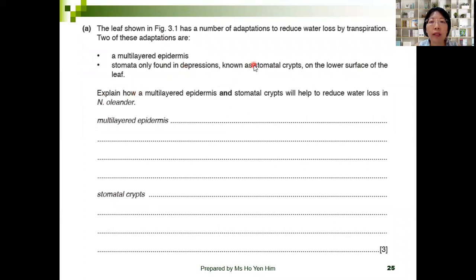Explain. When they say stomatal crypts, they're referring to that epidermis that curves inwards. But when I say groove, I'm referring to the space that's produced when the epidermis curves inwards. So the groove is the space, whereas the stomatal crypt is the stoma and the epidermis area. Now explain how a multi-layer epidermis and stomatal crypts will help to reduce water loss. 3 marks. Okay, let's look at the answer, okay?